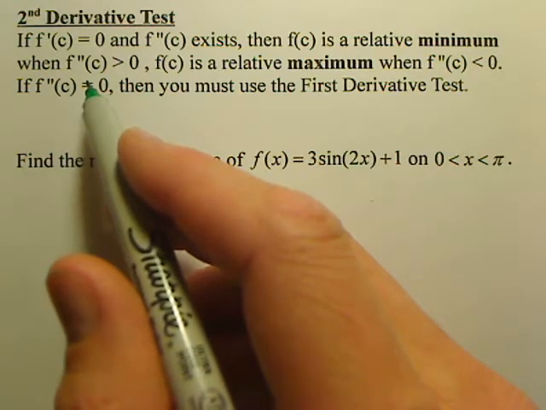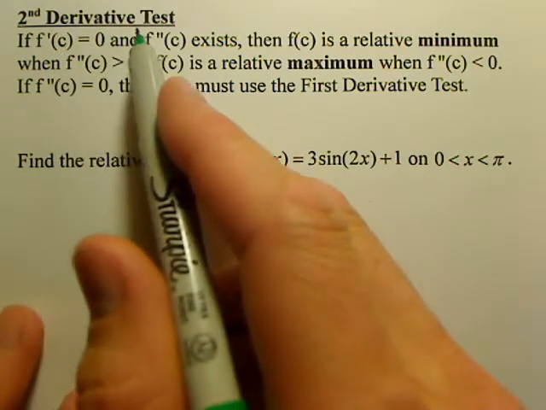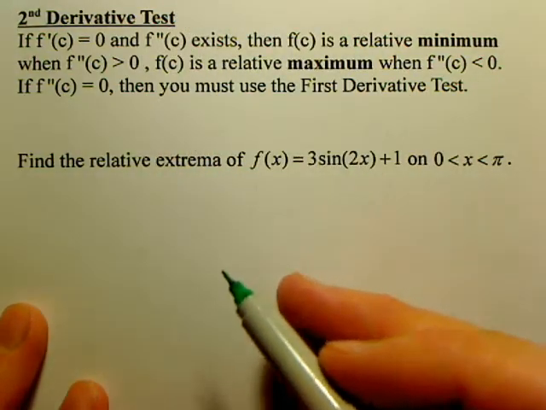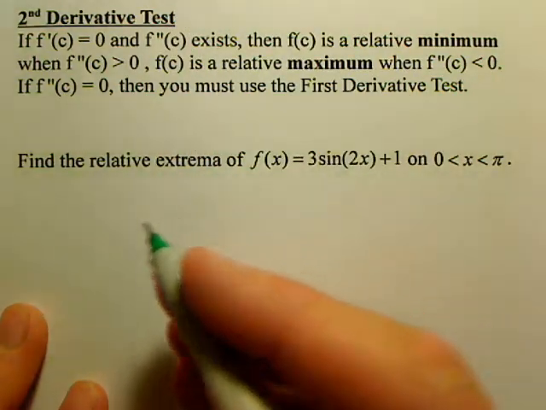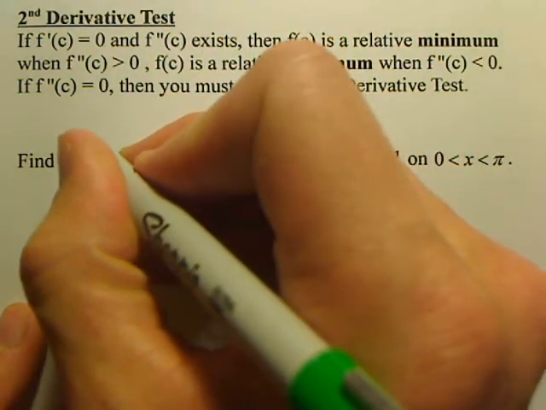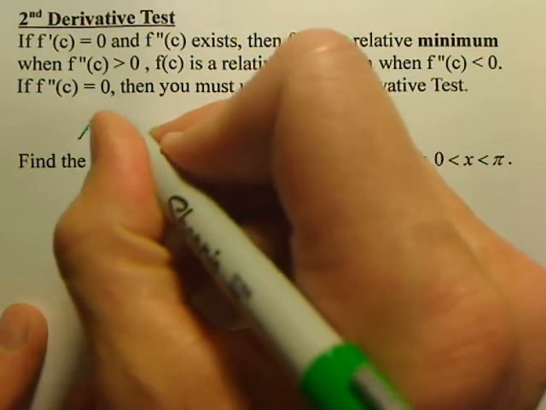We're going to find relative extremas right here using the second derivative test. Now, in order to find relative extremas, if something's a relative max or min, we can use the first derivative test or the second derivative test. What's nice about the second derivative test, let me give you a graph to show you why it's useful.